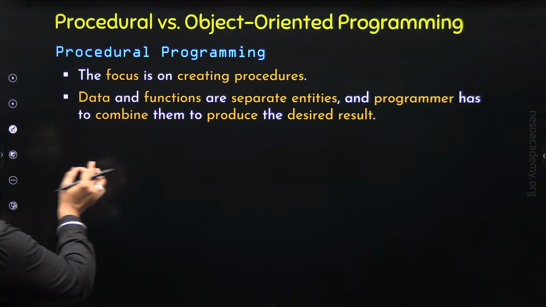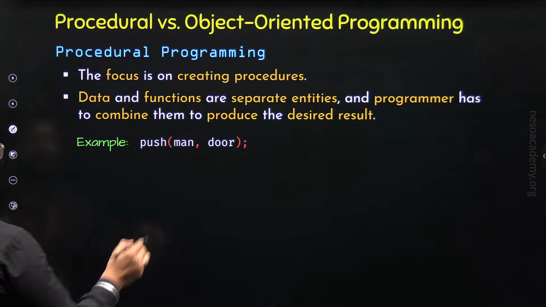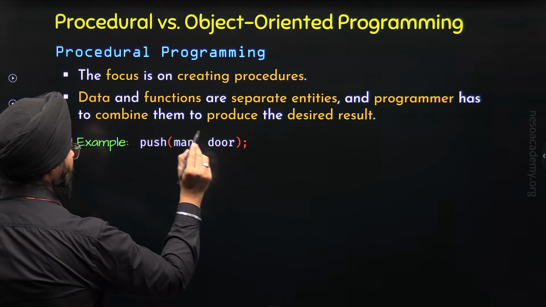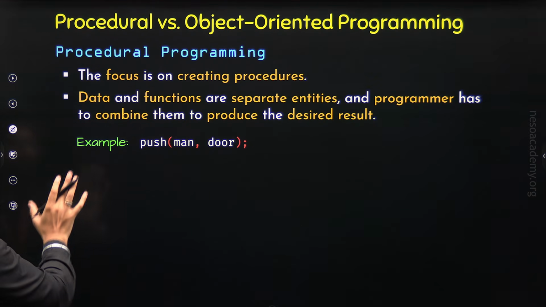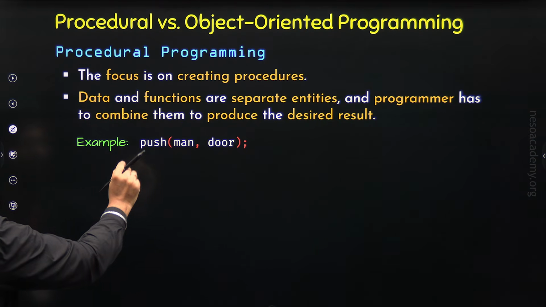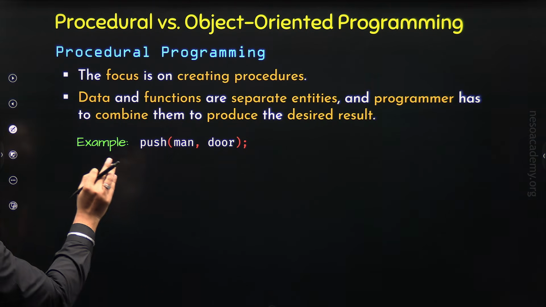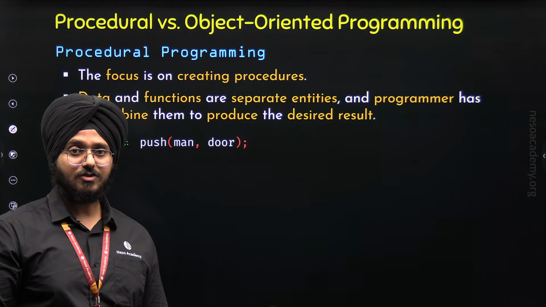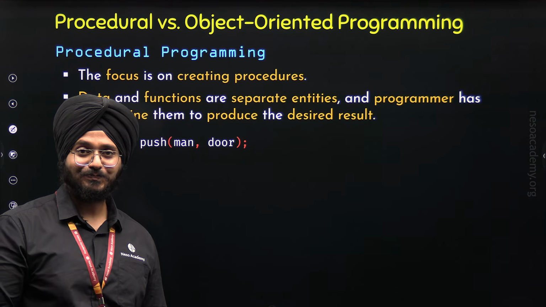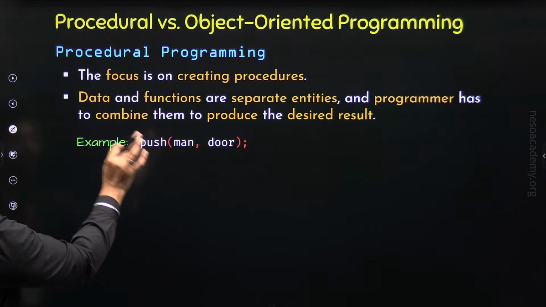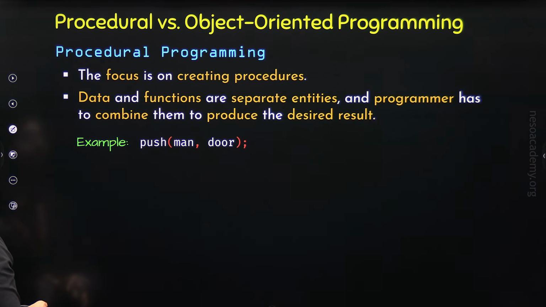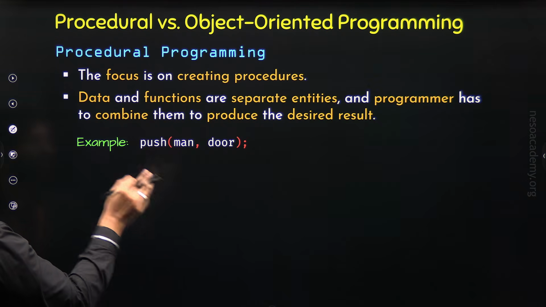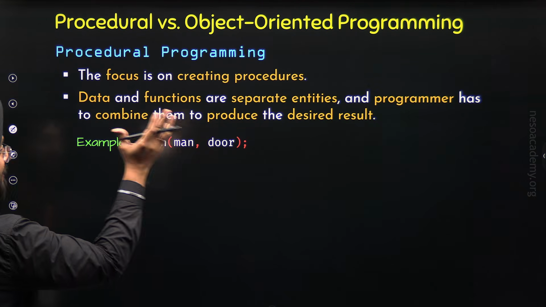This can be understood through an example as well. Here, I'm calling some function called push, and to this function, I'm passing the arguments man and door. Let us assume there is some function called push, and to the push function, we are passing two arguments man and door. Here, the data has to be passed explicitly. While defining the functions, we need to define the parameters explicitly. Here, the data and function are not combined together automatically. They are separate entities, and it is the responsibility of the programmer to combine them to produce the desired result.